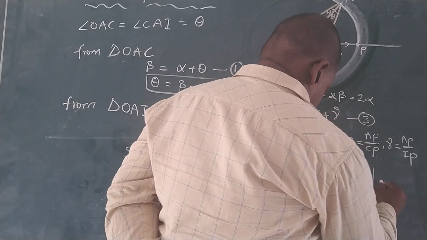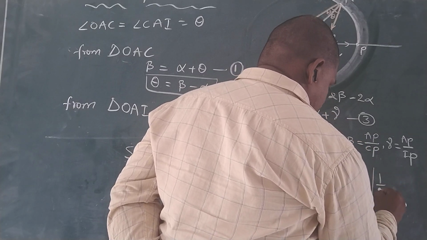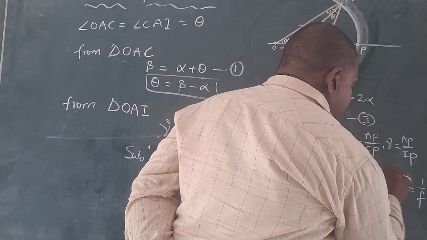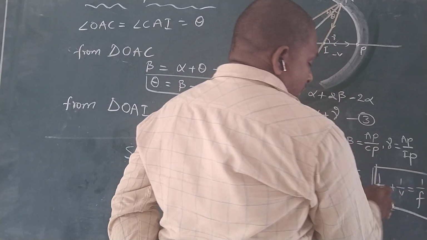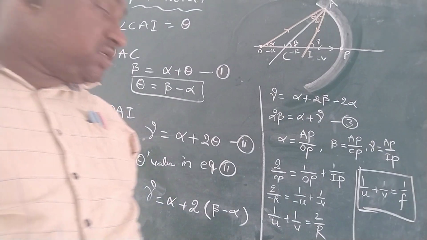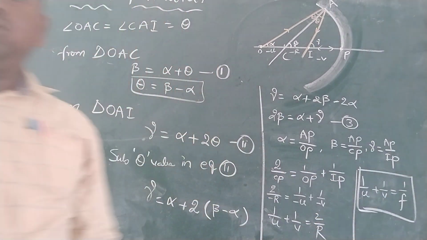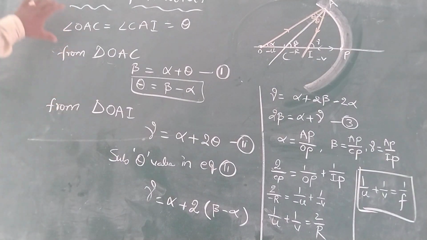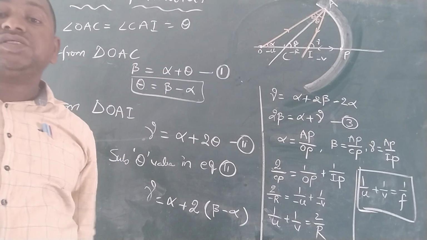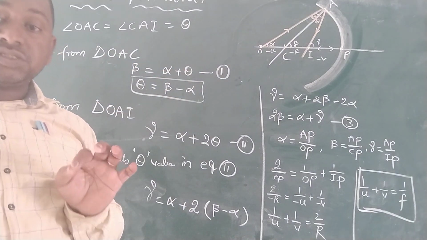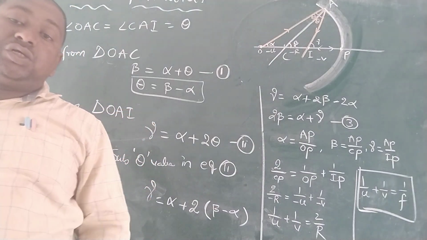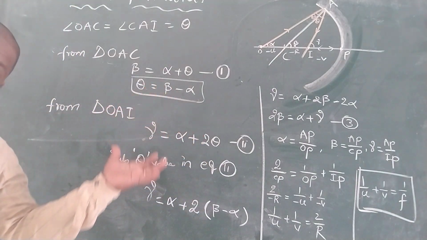By using that, the equation changes to 1 by u plus 1 by v is equal to 1 by f, instead of 2 by r. So here u is our object distance, v is our image distance, and f is the focal length. Please recheck the particular derivation totally. For this derivation, the diagram is the heart. If the diagram is not properly drawn, or any term in the diagram you forget, there is no chance to retrieve this complete derivation.